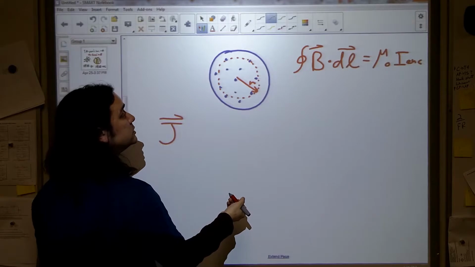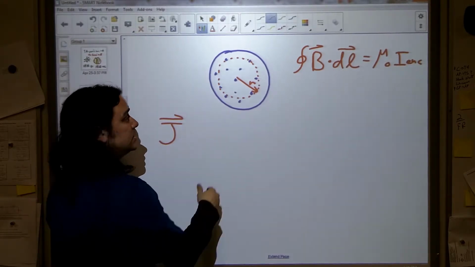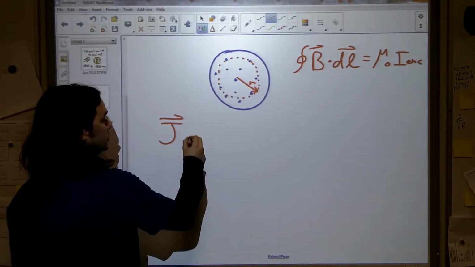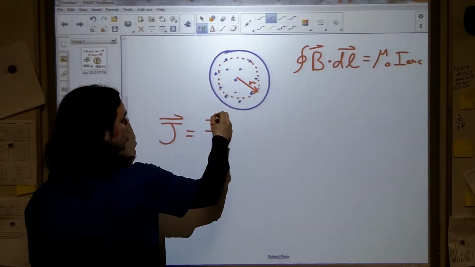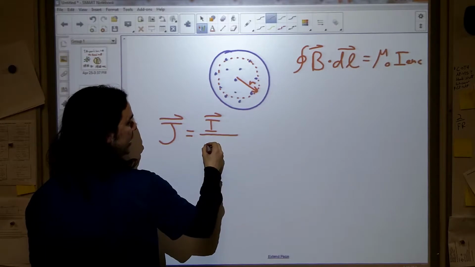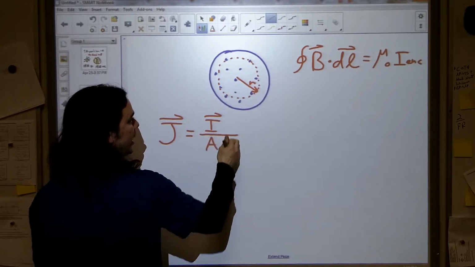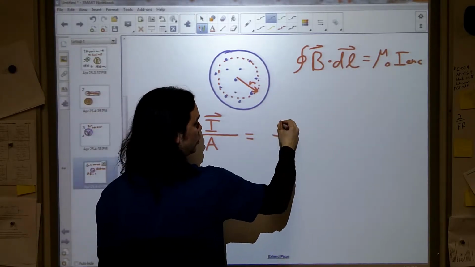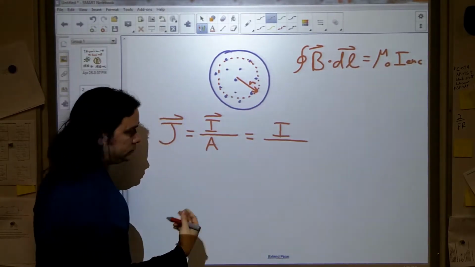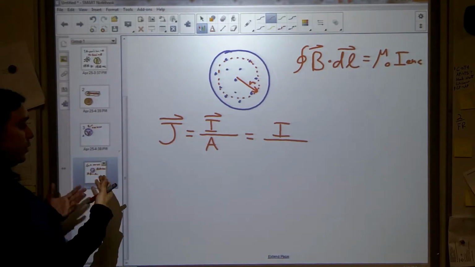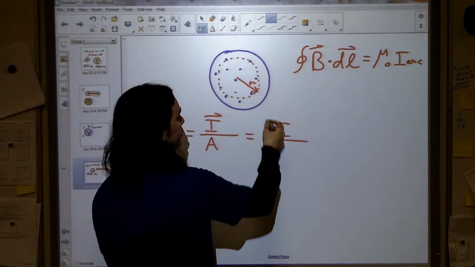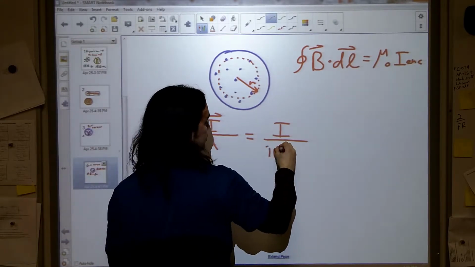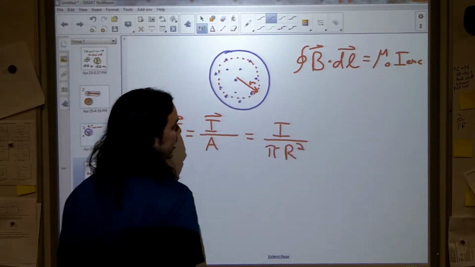I usually like to see the current as a vector because it does have a direction. In this case, it is coming out of the board. So I'm going to call it J with a vector sign. It is going to be equal to our total current, its vector, divided by the cross-sectional area that that current is applied over. In this case, we have our total current of I, that's the current that I gave you, coming out of the board, divided by the total cross-sectional area that it's distributed over, which is pi capital R squared.